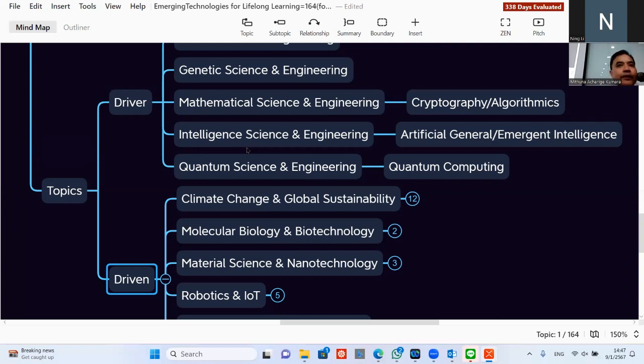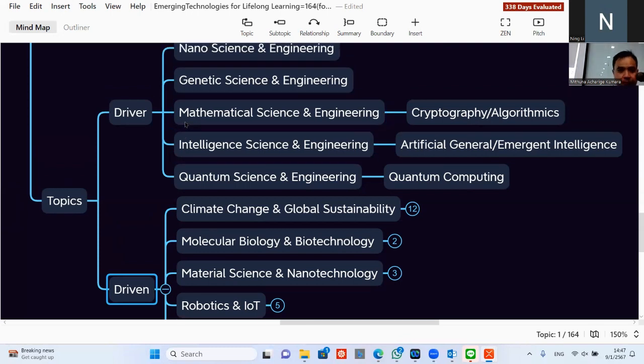Okay. On the other hand, we can focus on the problem area. What is the issue? What are the global challenges out there that are likely going to have solutions adapted from this new basket of emerging technology? So I just put it down here as focusing on the driver versus focusing on the driven.